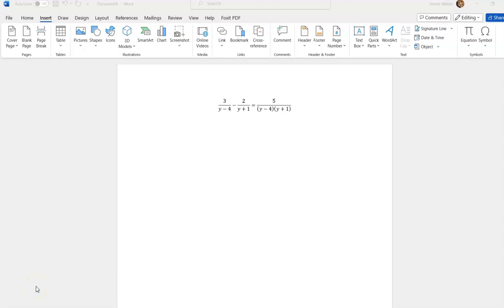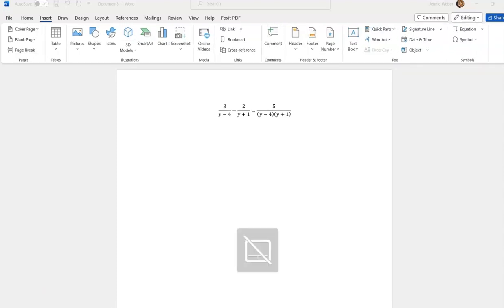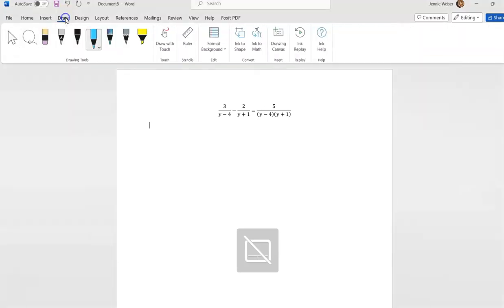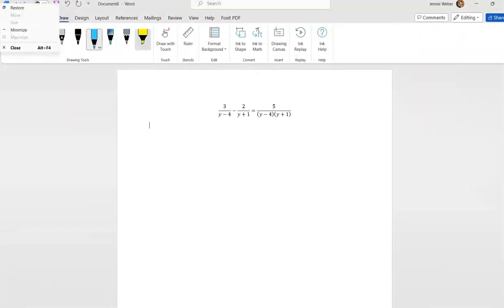We're asked to solve for y. So as I look at this rational equation, it looks a little daunting at first, but it's nothing to be too scared of. So what I want to do is I first want to find the LCD. When I look at all three of these, I want to know what the least common denominator is.